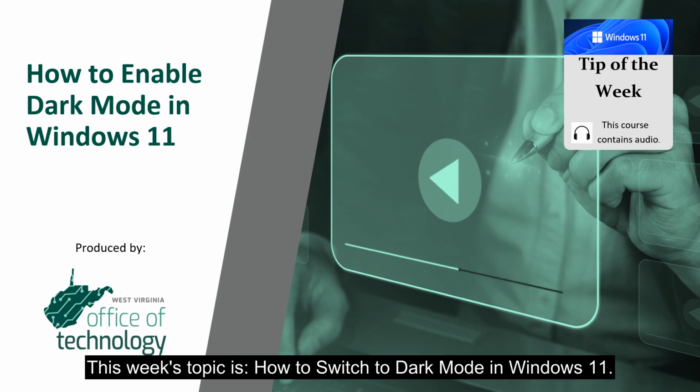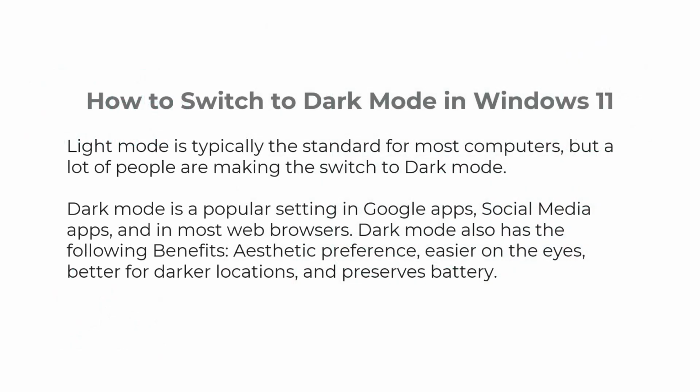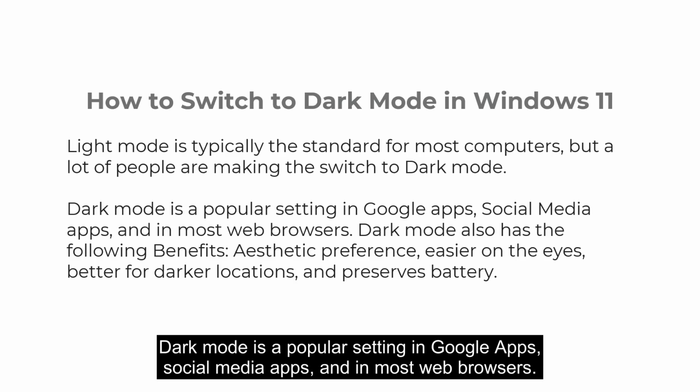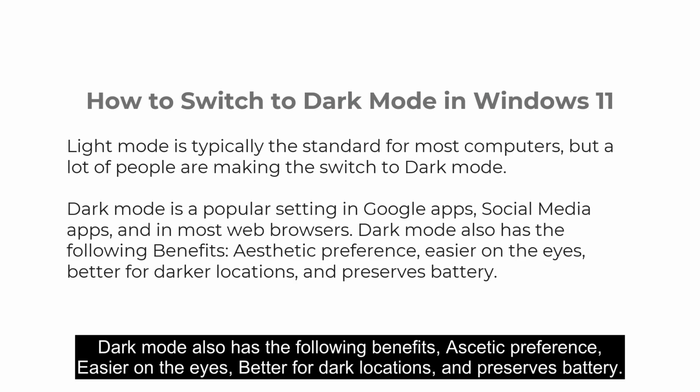This week's topic is how to switch to dark mode in Windows 11. Light mode is typically the standard for most computers, but a lot of people are making the switch to dark mode. Dark mode is a popular setting in Google Apps, social media apps, and in most web browsers. Dark mode also has the following benefits: aesthetic preference, easier on the eyes, better for dark locations, and preserves battery.